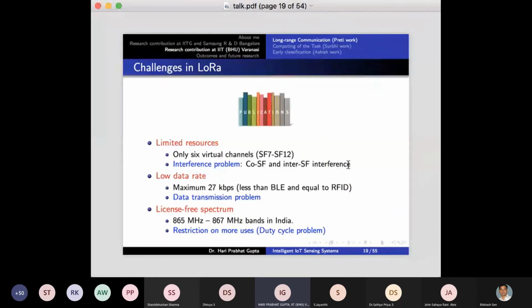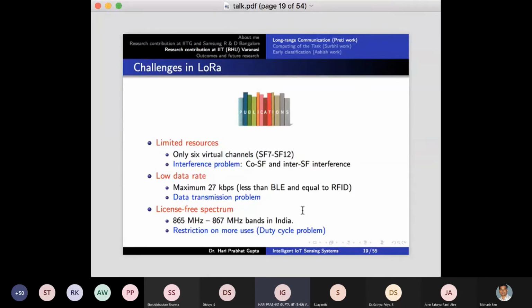But of course, everything has advantages and disadvantages. So with LoRa, the first disadvantage is limited resources. LoRa works on the license-free spectrum. In India, 865 megahertz to 867 megahertz is the license-free spectrum. Anyone can use it. You are not required to pay, and you are not required to take a license or anything else.